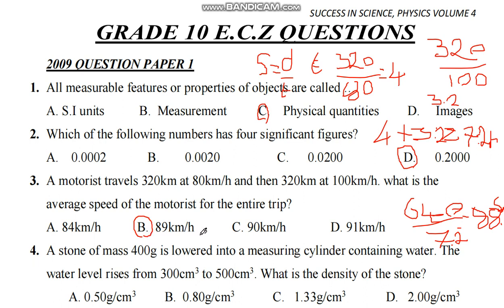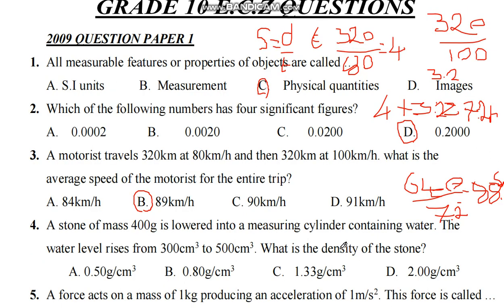Then the fourth one states that a stone of mass 400 grams is lowered into a measuring cylinder containing water. The water level rises from 300 centimeter cubic to 500 centimeter cubic. What is the density of the stone?